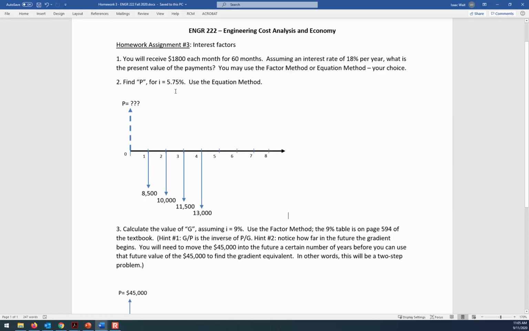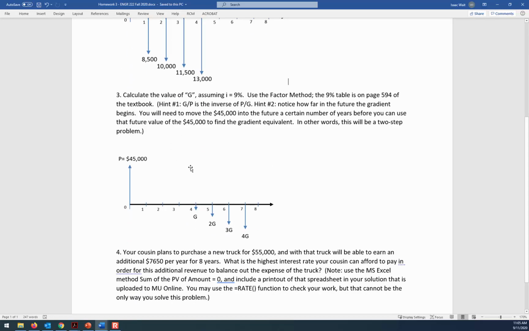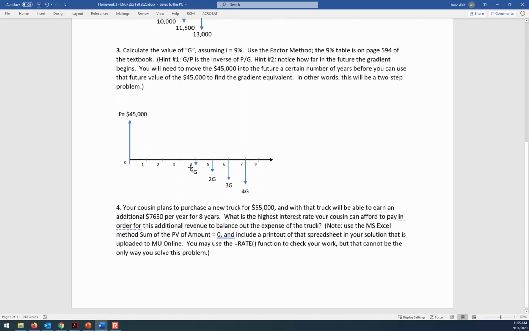Same thing with problem number 2, except rather than being a word problem, we have a cash flow diagram here. And problem number 2 includes a gradient. We'll talk in today's class meeting about gradients and how to handle them. You can see that problem 3 is also a gradient problem. And then question 4 is related to using Microsoft Excel.